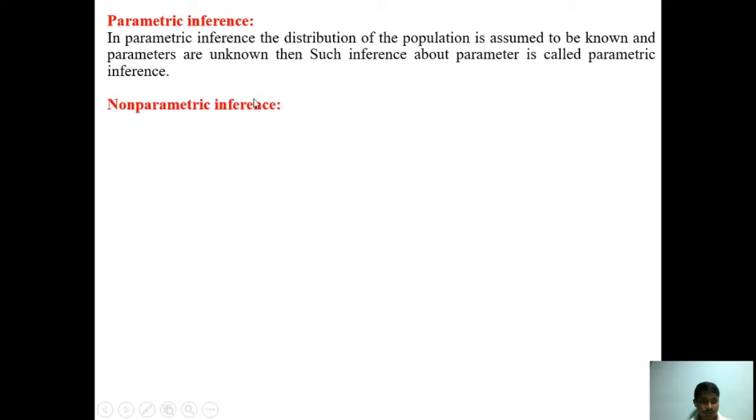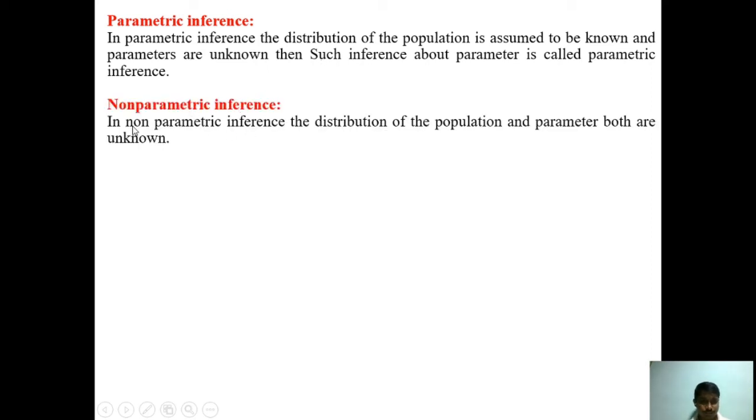In non-parametric inference, the distribution of the population and the parameter are both unknown. If the distribution is unknown and the parameter is also unknown, then this inference belongs to non-parametric inference. And if the distribution is assumed to be known, or it is known, and the parameter is unknown, then this inference belongs to parametric inference.